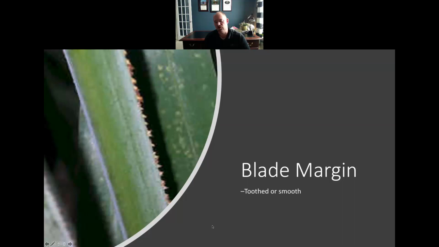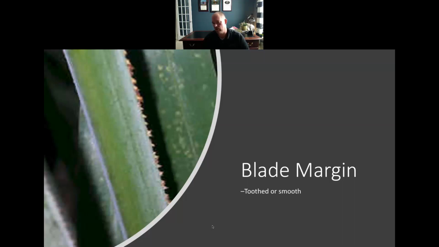The blade margin itself, you're not necessarily going to see this. You would probably have to zoom in on it really good, but sometimes you can feel it. So the blade margin can either be smooth or toothed, okay?